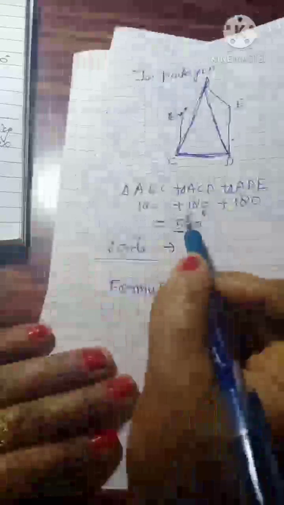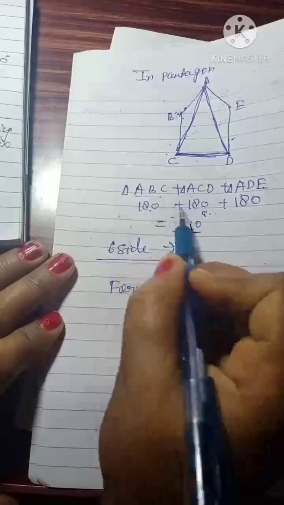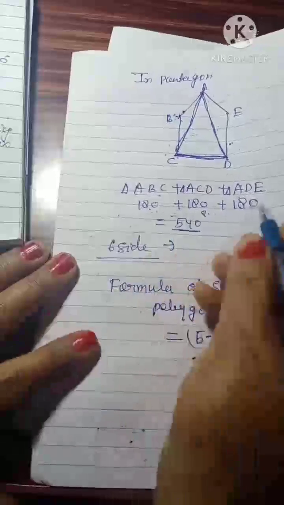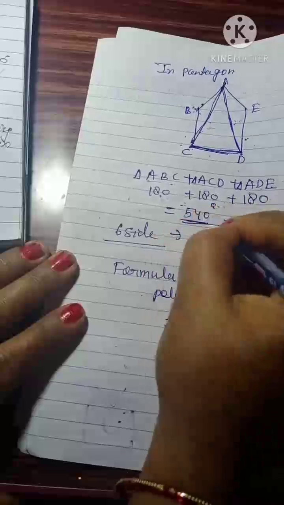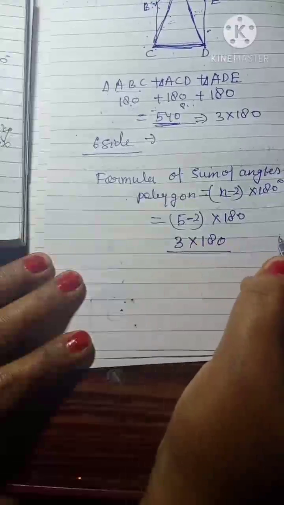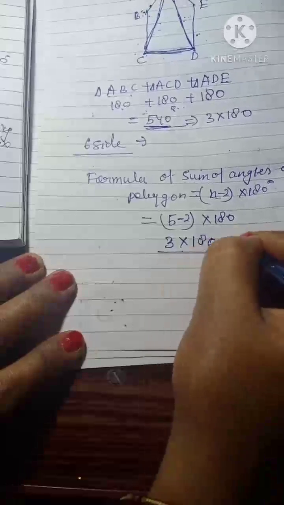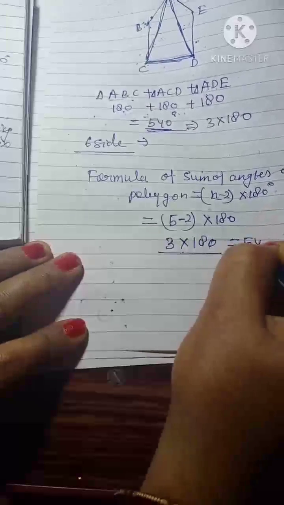Same thing I have done here. 3 triangles, it is divided. So if I divide it as 3 into 180, then also I will get the same thing. So in this way, we have generated one generalized formula for this: 3 into 180 is equal to the sum of the angles of any polygon.